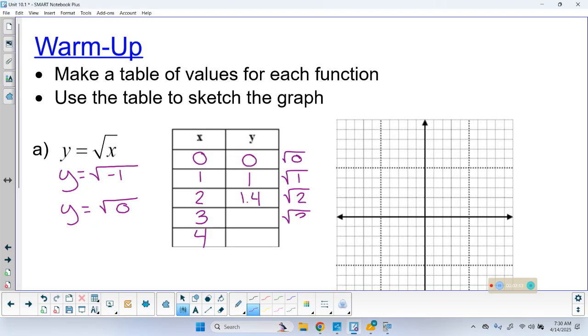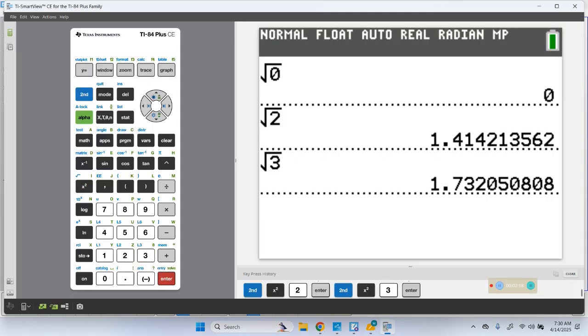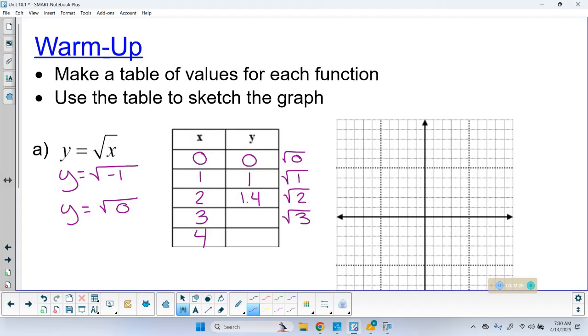Then we're going to do square root of 3. Again, it's not going to come out nicely, so we get about 1.7, and then 4. Square root of 4 is 2. Now because we have those values, let's go ahead and plot those points. We will plot 0, 0; 1, 1; 2, 1.4; 3, 1.7; and 4, 2.